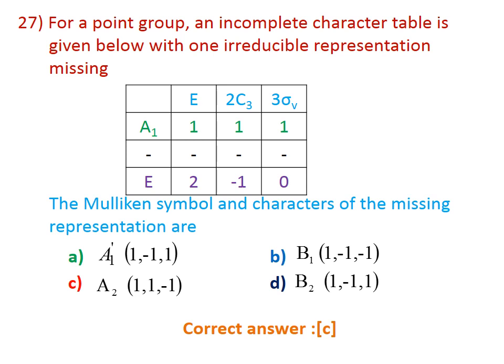If the direct product of the two irreducible representations is equal to 0, these two irreducible representations are orthogonal to each other. A1 and A2 are orthogonal to each other, A2 and E are orthogonal to each other. Therefore, the correct answer for this question is C, A2: 1, 1, minus 1.